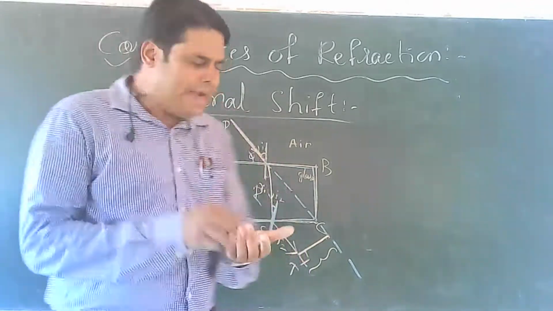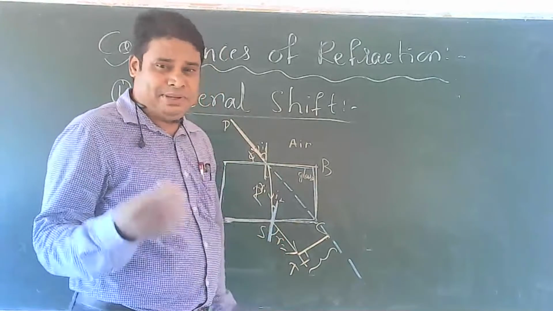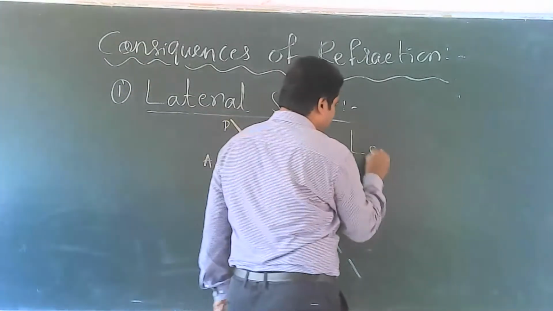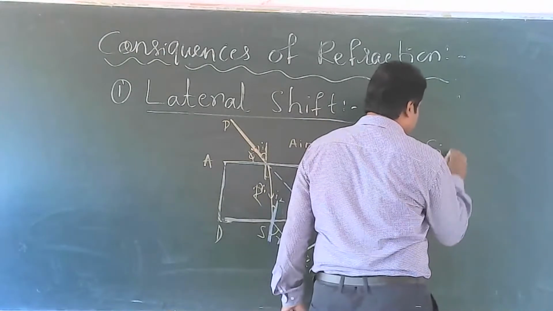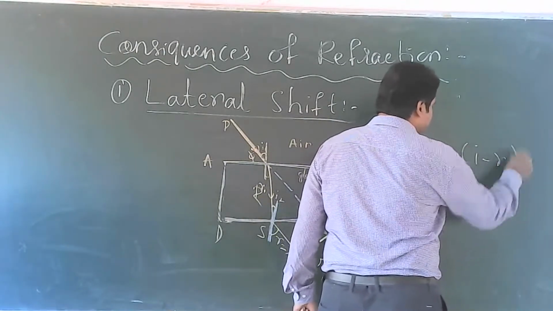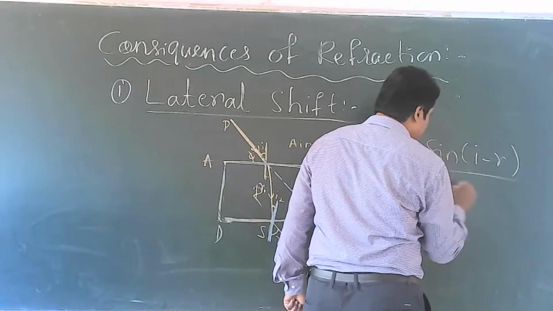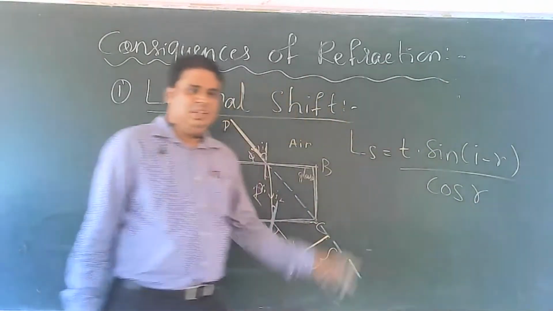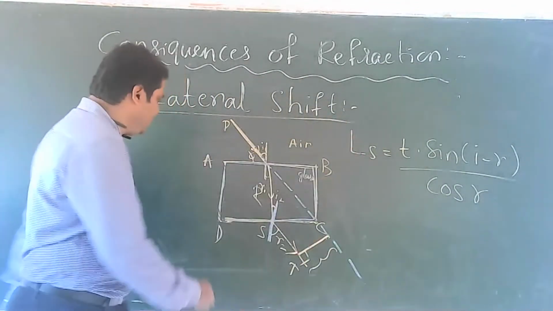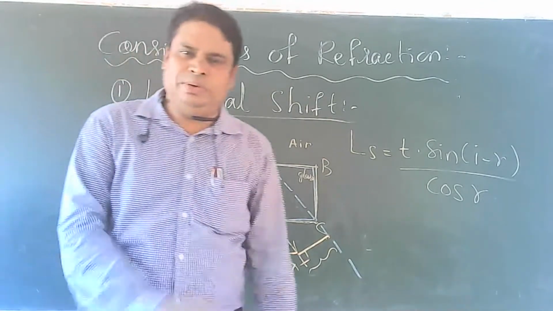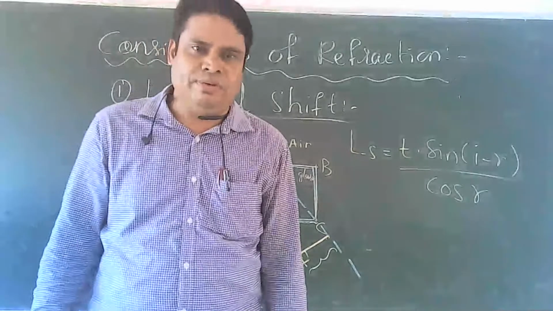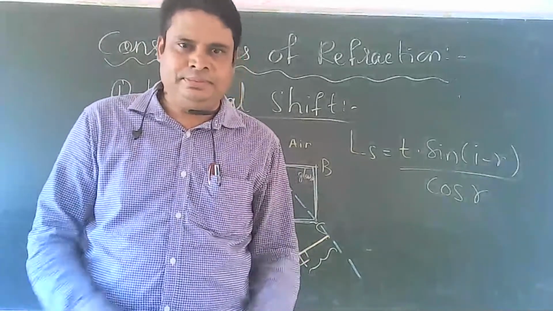Just remember it. Lateral shift has a formula: Ls is equal to T sin(I minus R) divided by cos R. This equation holds good where T is the thickness of the glass. Just remember you may use this equation while solving some of the problems.